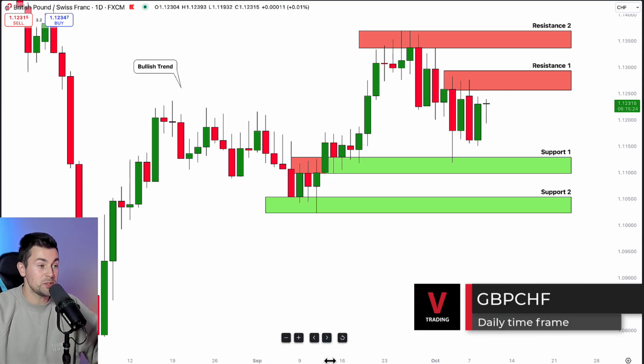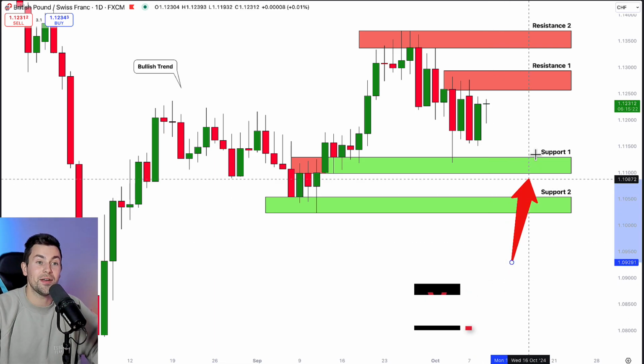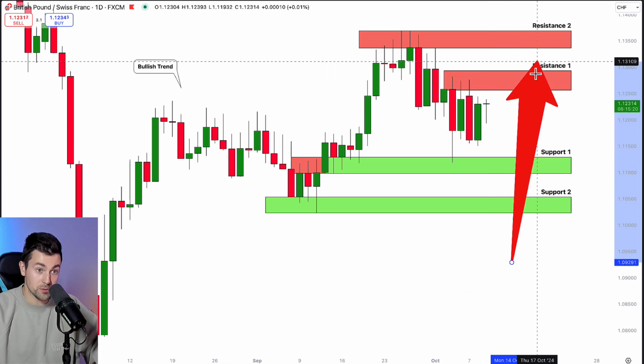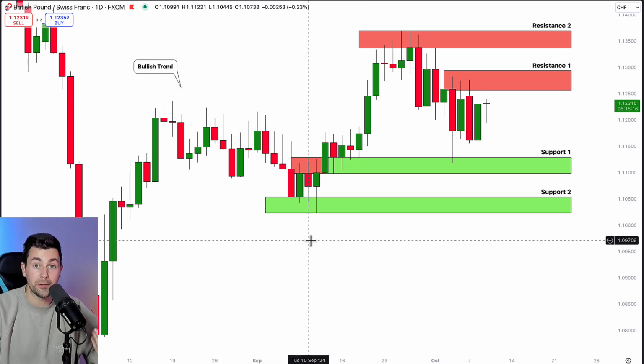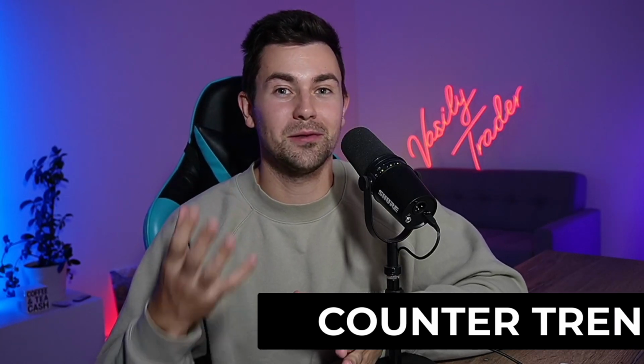It is pound Swiss pair, and here on a daily I have identified 2 strong resistances, 2 strong supports, and I identified that the trend is bullish. And here's how we combine the market trend and support and resistances that we identify. In a bullish trend, the supports will be applied for trend following day trading, while the resistances will be applied for counter trend day trading.